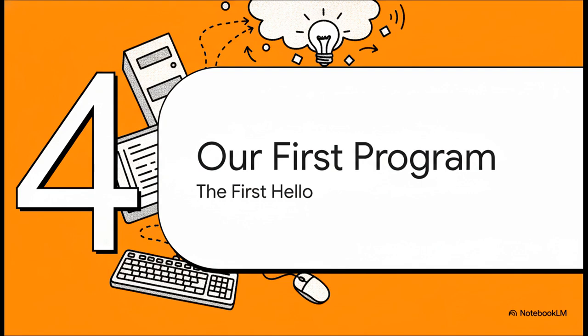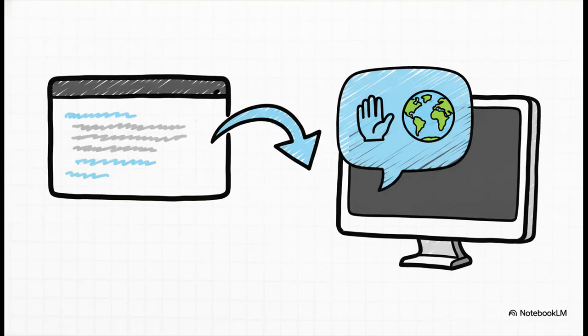So let's write our very first program in C. It's a rite of passage for every programmer for a reason. And here it is, the famous Hello World program. I know it might look like a bunch of weird symbols right now, but trust me, it's pretty simple once you know the rules. We're going to break down every single piece of this line by line.